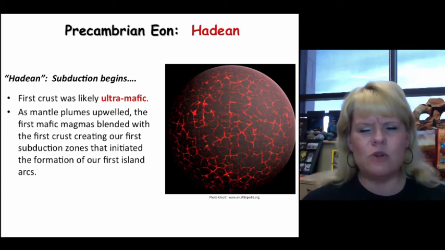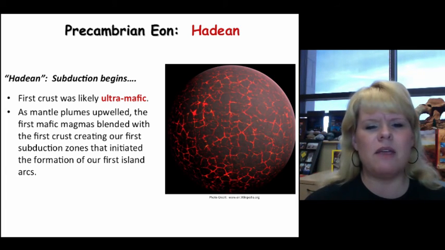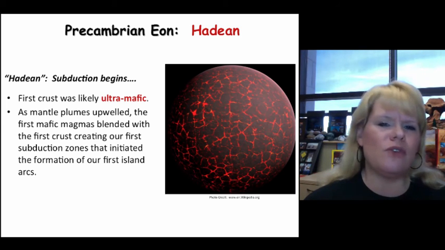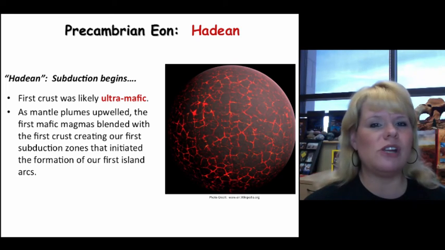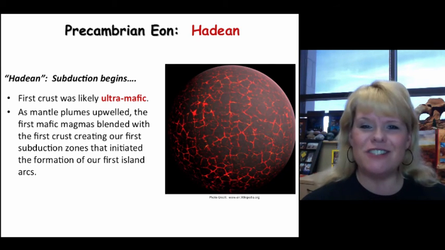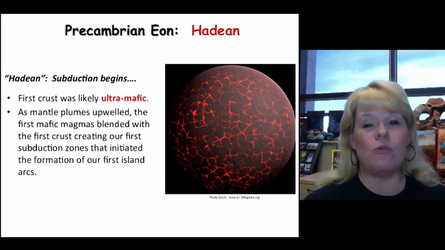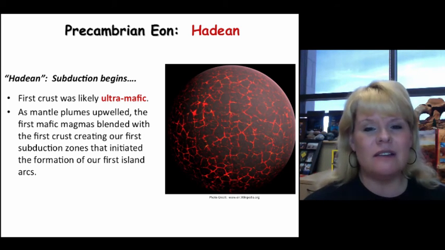So as mantle plumes started working their way up to the surface, as they upwelled, the first mafic magmas blended with the first crust, creating our first subduction zones, because when you get one crust that's more dense than another, the more dense one sinks into the mantle. So that begins this long journey of subduction that's going to create our protoplanets and ultimately the first continents that you and I know.